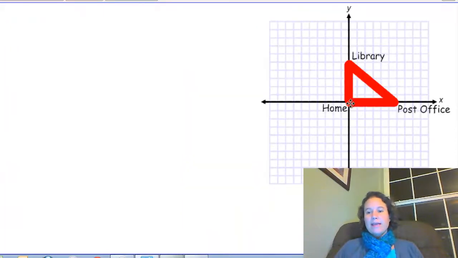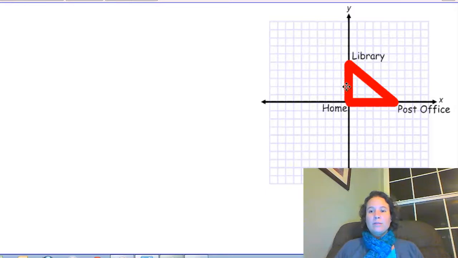If you pretend that your home is right here at the origin at the point (0, 0) on the coordinate plane, and that the library is 5 miles from your home and the post office is 6 miles from your home, we want to know what is the distance if I go straight from the library to the post office. How many miles will that be?